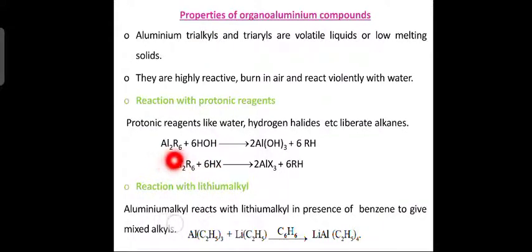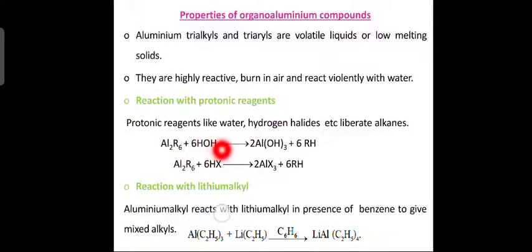This is the dimeric molecule, Al2R6. Al2R6 combines here to give aluminum hydroxide, and then RH. What do we mean by RH? R and H will combine, giving RH.